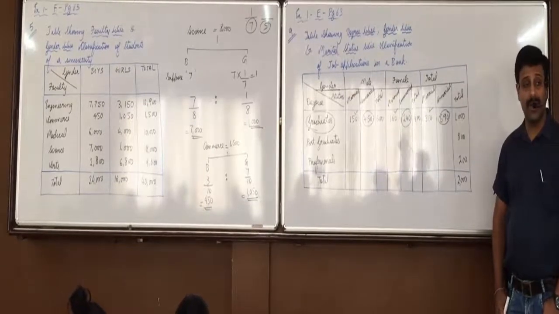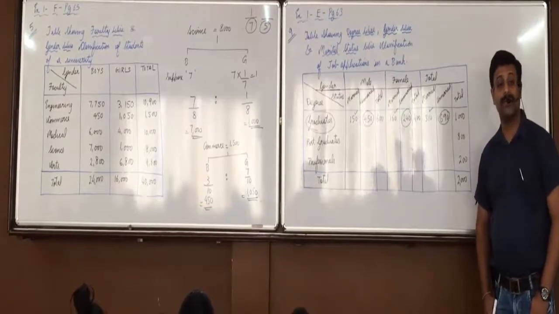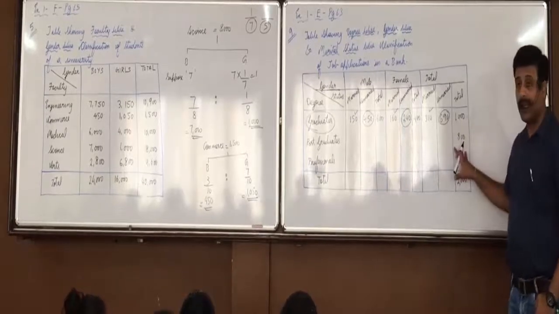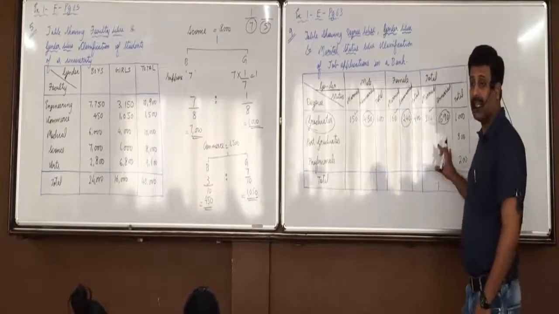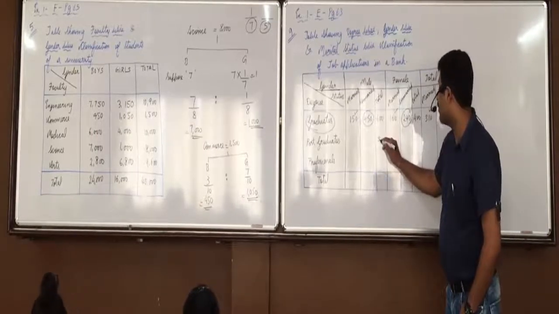Four 400. Where will that be? Total of males. Satvik? Sir, 480. How did you get 400? Or if you do 800 into 60%, do you get 480? They are males, so males total 480.